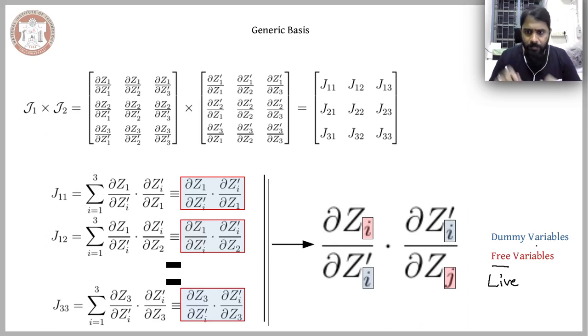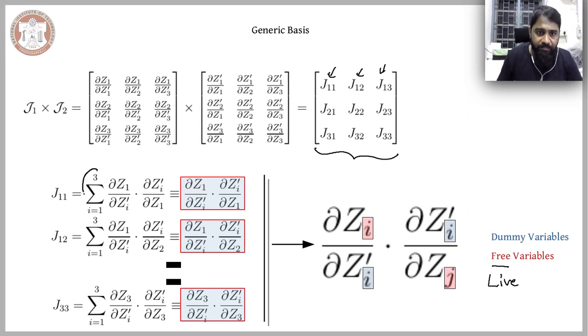The dummy variable is restricted to each of these individual terms. The dummy variable that we introduce to simplify the expression of this product matrix is confined to each of these. These dummy variables play a significant role within each of these terms, and the role they play is captured by the summation term.